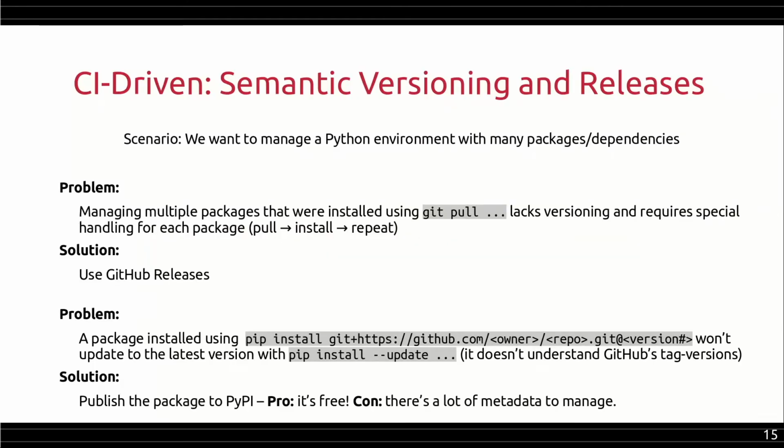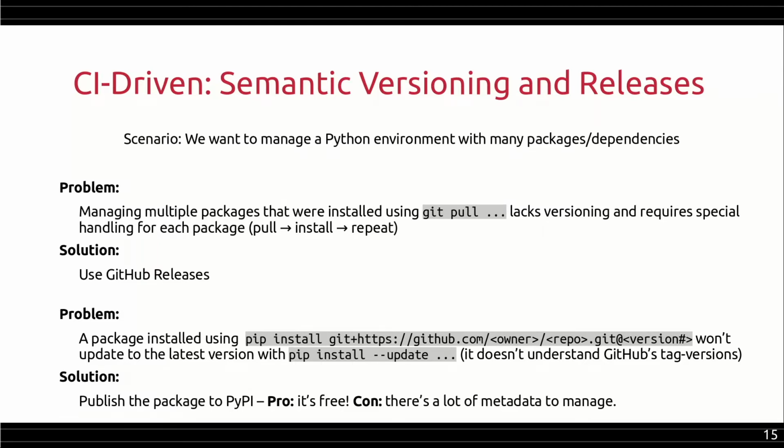So here's a scenario. We want to manage a Python environment with many packages and dependencies. I'm sure we've all gone down this route where we git pull some packages and we install them locally. The problem here is you have to install each individual package. You also lack versioning in that case. You can't easily upgrade without git pulling and building again. So solution, use releases.